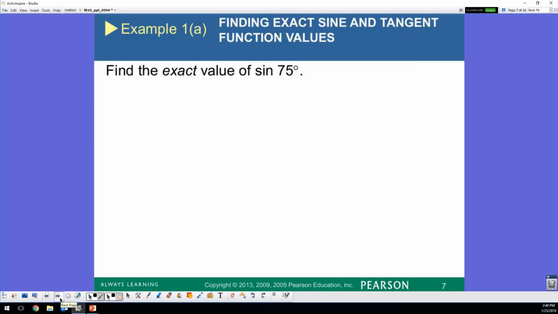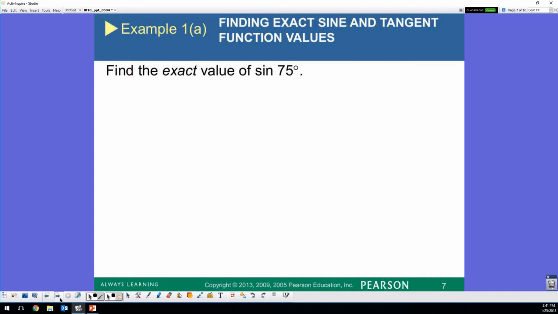Now, exact value of sine 75. When I say exact, pay close attention. If it says exact, that means I need to have one of those fractions with a radical plus or minus another one, right? If it said approximately, what do you think I should do? Take a guess. If it said approximate or approximately, you can put that in the calculator. The calculator will give you a decimal approximation of what we're looking for. So that's an important word to look at.